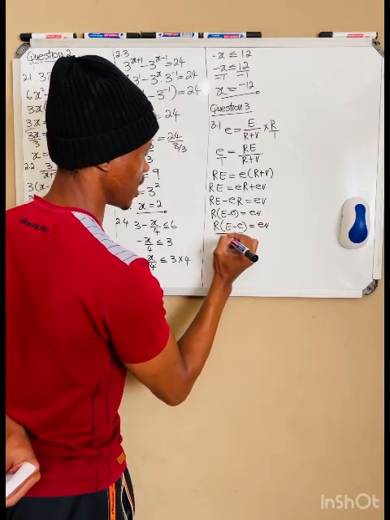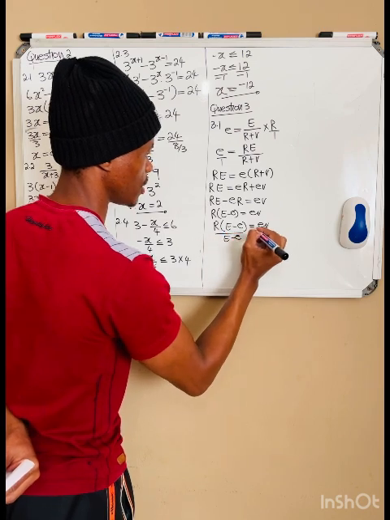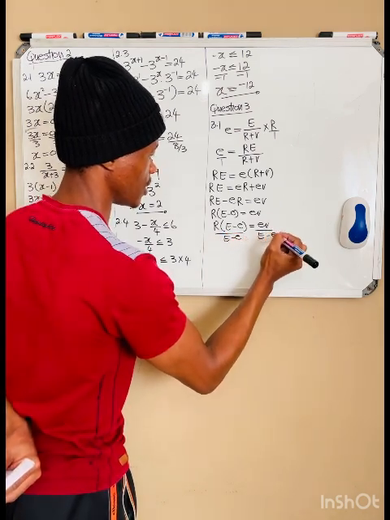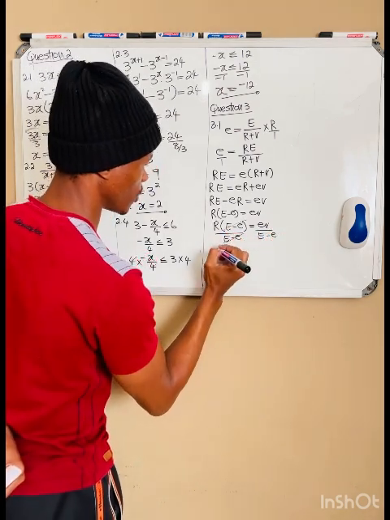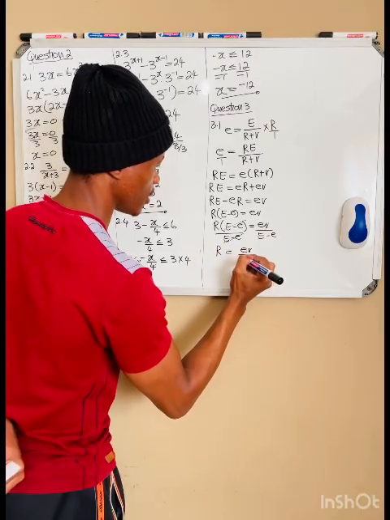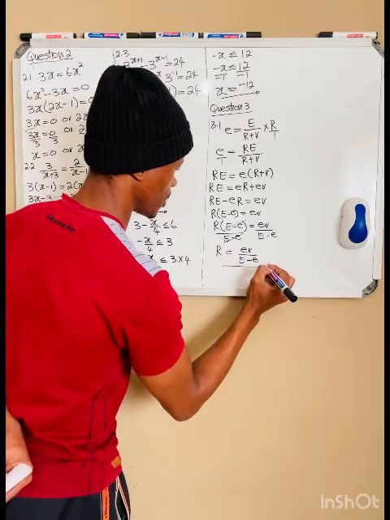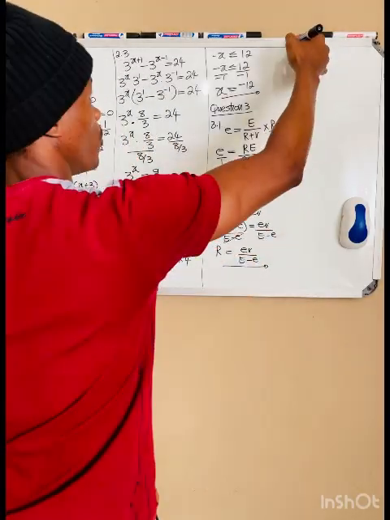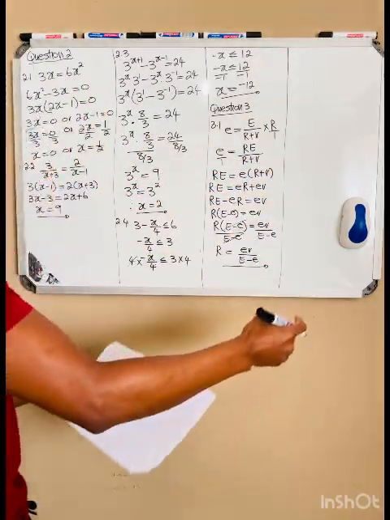Then we divide by what? We want R, so you divide by E minus e. This cancels with this one. Then R equals ER all over E minus e. That's our final answer. I hope it's clear. Everyone understands.